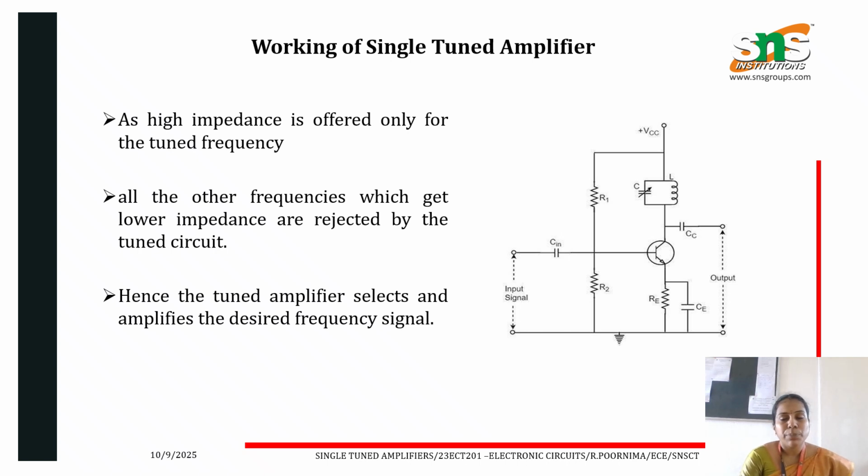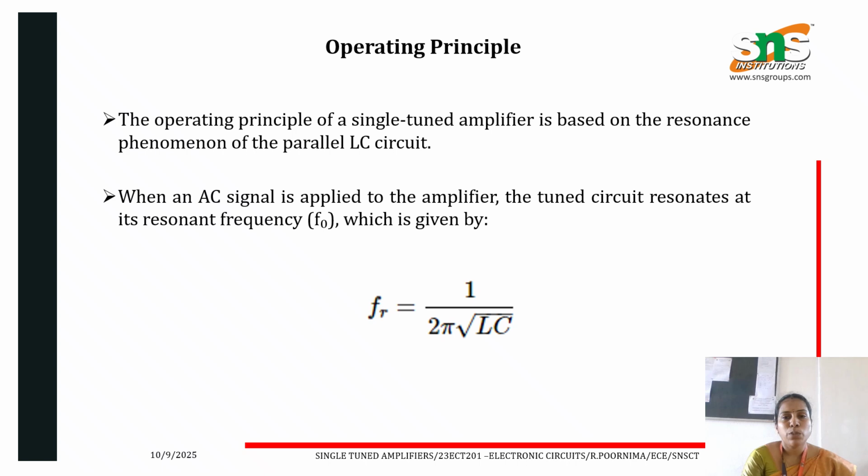Here it depends on the resonant frequency of the tuned circuit. We have inductance and capacitance. From this resonant circuit, high impedance is offered for the tuned frequency. Other frequencies are rejected. So the principle of the single tuned amplifier is based on the resonance phenomenon, in which the resonant frequency depends on the inductance and capacitance values. It resonates at the frequency of 1 divided by 2 pi root of LC.